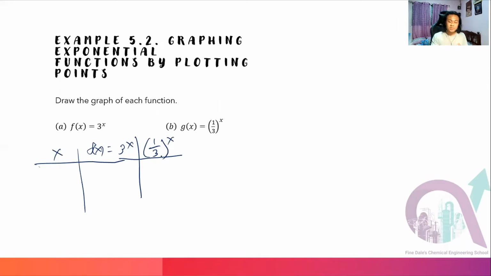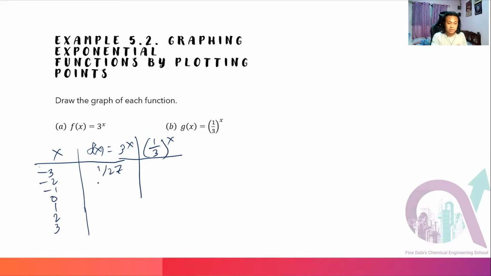Let's substitute test values from -3 to 3. So substitute -3, -1, 0, 1, 2, 3. If you substitute on here, 3 to the -3, the answer is 1/27. That's just the fraction form. It might be different in your calculator, but if you use a certain calculator, the result comes out in fraction form.